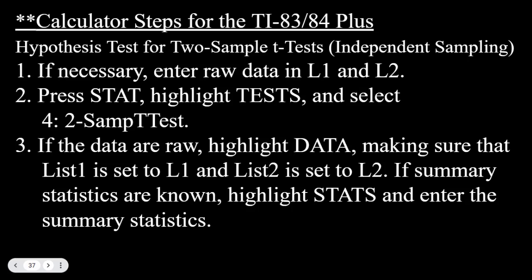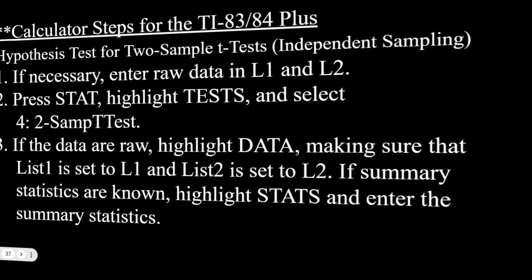Step 3, if the data are raw, then we highlight data, making sure that list 1 is set to L1 and list 2 is set to L2 on our calculators. If the summary statistics are known, then we will highlight stats and enter those summary statistics.